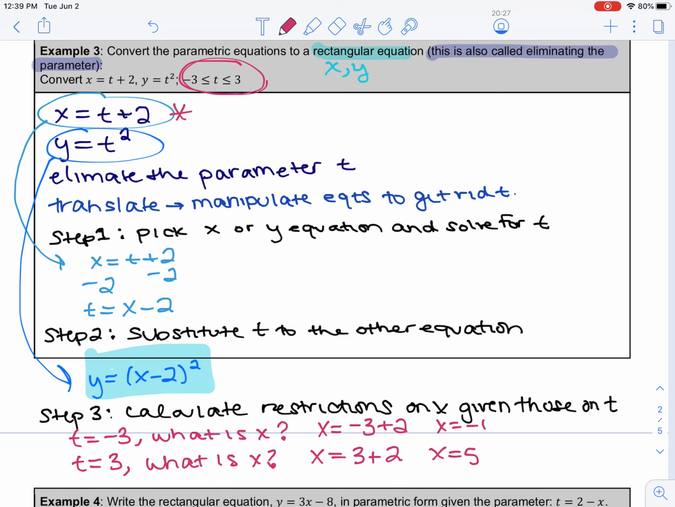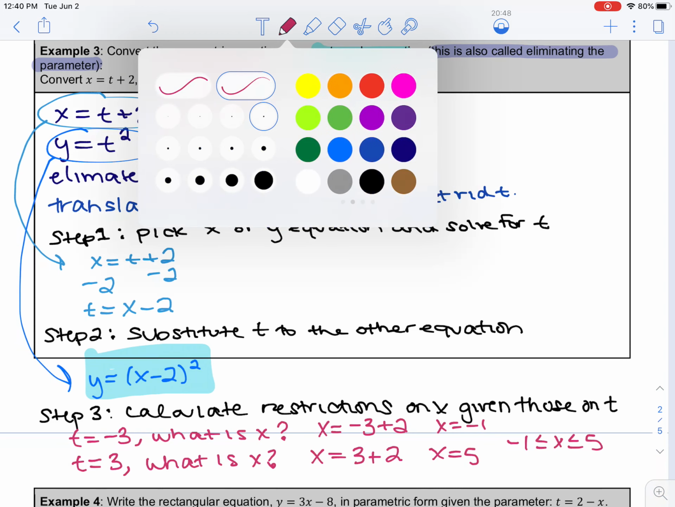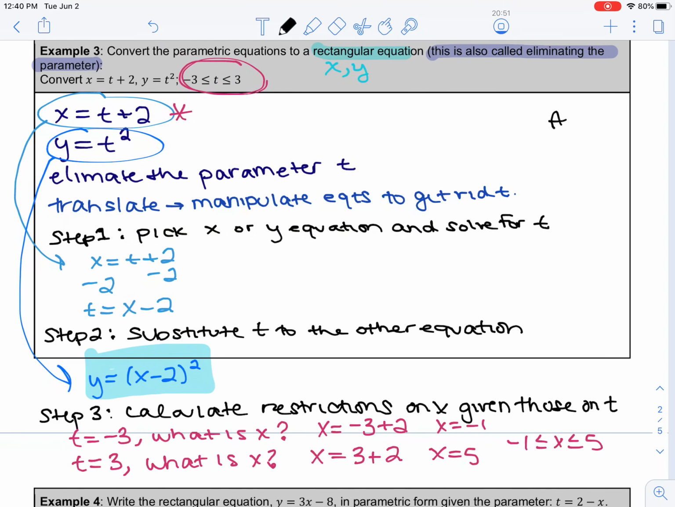So this tells us that our rectangular equation, our y equals x minus 2 quantity squared, is happening on the domain -1 less than or equal to x less than or equal to 5. So our final answer is all of that together. So our answer is the rectangular equation y equals x minus 2 quantity squared when x is greater than or equal to -1 and less than or equal to +5.